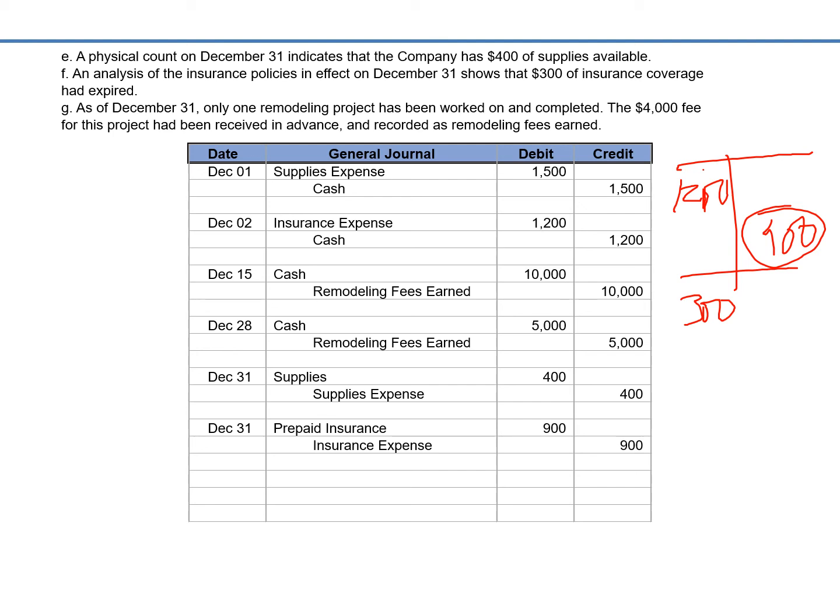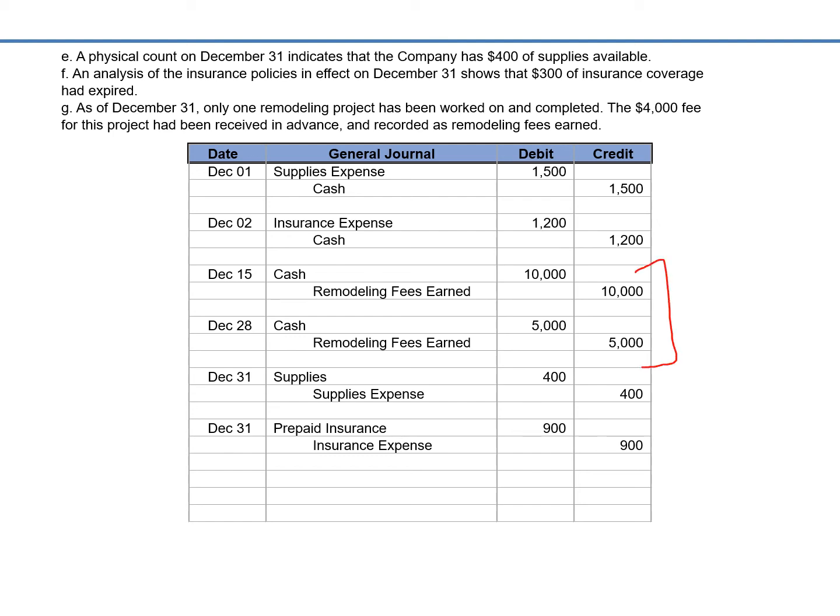And then in letter G, as of December 31st, only one remodeling project has been worked on and completed. We have two separate remodeling projects here, two separate entries. So they're saying of these two, only one has been worked on and completed, and the fee was $4,000. So right now we have earned $15,000, but the problem is we should only have earned $4,000. So if we have our revenue T account, revenue is a normal balance of a credit. So we have $15,000, but what they're saying is we should have $4,000.